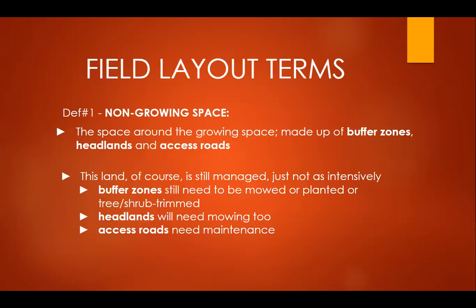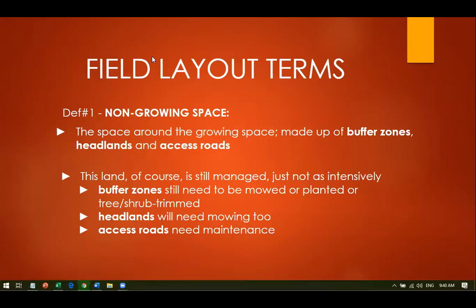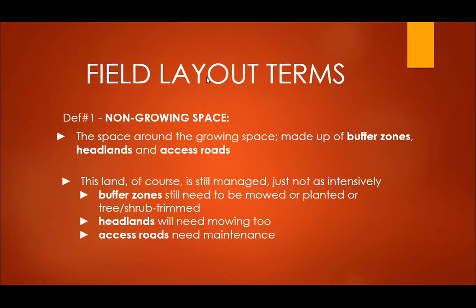The non-growing space around your active growing space still needs to be managed, just not as intensively. You saw that yesterday on the farm around field blocks 1 and 2 in particular, where I did some rototilling last fall and established a planting of perennial ryegrass that is managing the non-growing space. Your buffer zones, which we'll get into further, still need to be mowed or planted or trimmed and that kind of stuff. Your headlands need mowing too, and access roads always need maintenance.